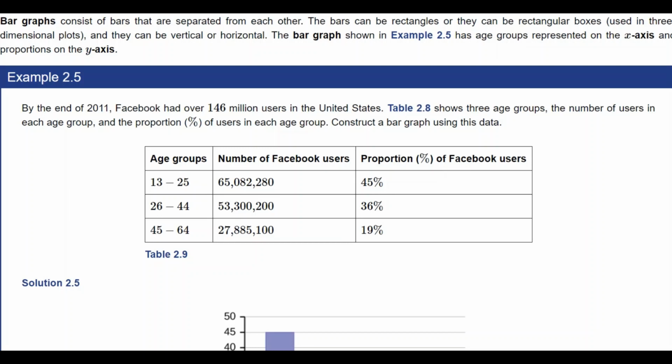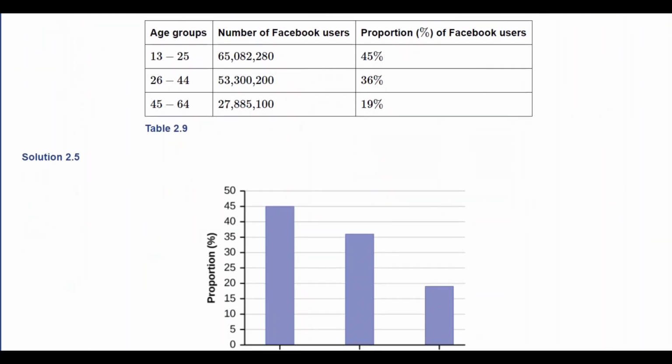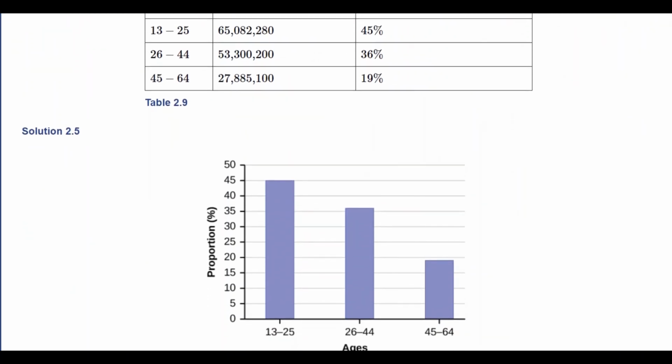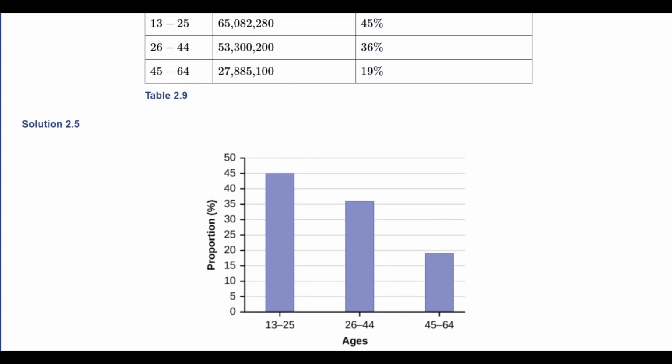For example, in this example, we have information about Facebook users, and the information is about the age groups, the number of Facebook users, and the proportion of Facebook users for that particular age group. So there are 3 groups that we can see here, and if we plot the bar graphs here, then the ages come on the horizontal line, the x-axis. So there are 3 groups of ages, so we enter the groups from 13 to 25, and then 26 to 44, and 45 to 64, and then their proportion is given on the left hand side.